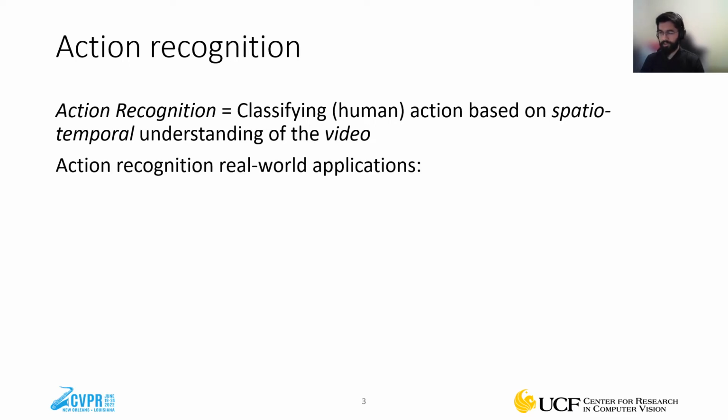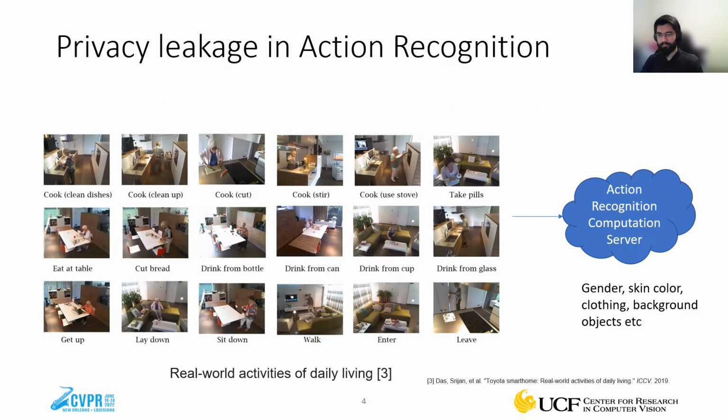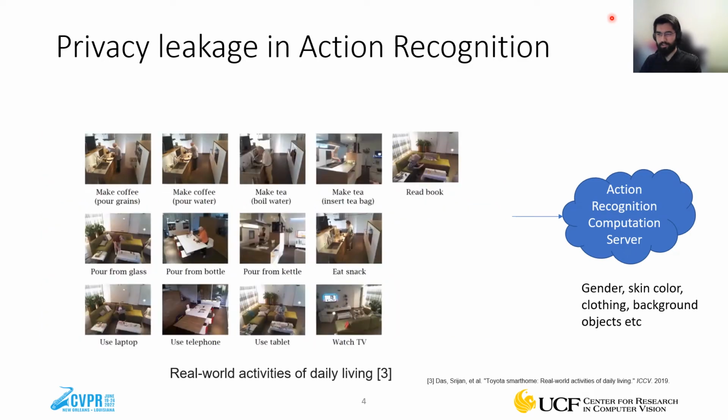It has many growing applications in the real world, for example, video surveillance cameras, smart shopping systems like Amazon Go, or elderly person monitor systems. For example, in this elderly person monitor system, the goal is to recognize daily actions like eating, laying down, or taking pills. Since edge computing is not feasible, videos are shared to the computation cloud, and while doing that, we end up sharing a lot of private information like gender, skin color, clothing, etc.